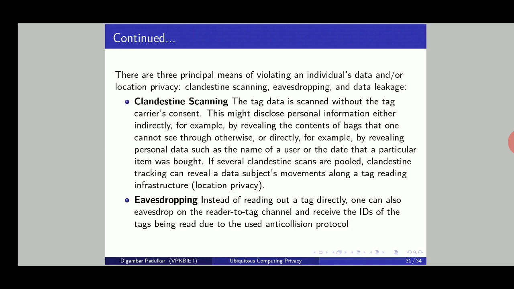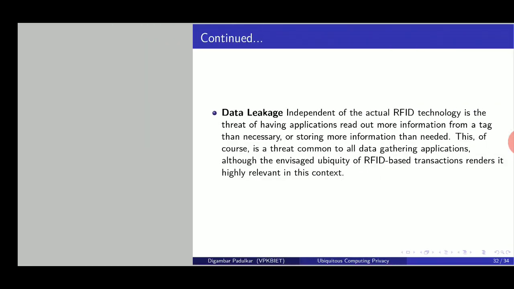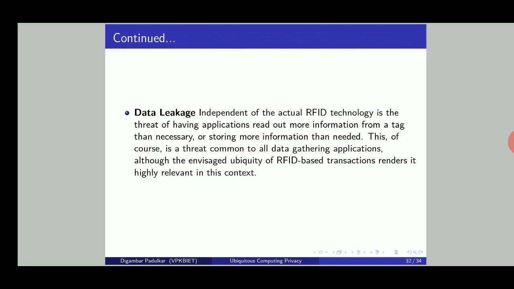If several clandestine scans are combined, clandestine tracking can reveal the data subject's movements along a tag reading infrastructure. That is what belongs to location privacy. Eavesdropping: instead of reading out a tag directly, one can also eavesdrop on the reader to tag channel and receive the IDs of the tags being read, due to the anti-collision protocol used. And the last one is data leakage.